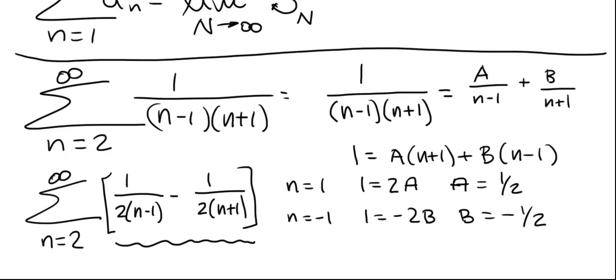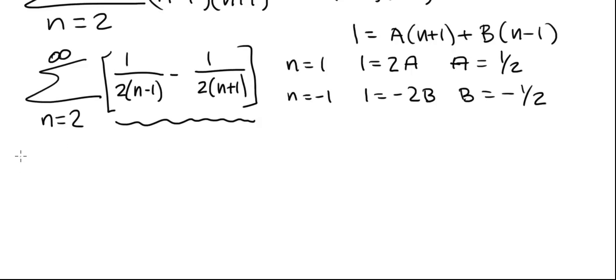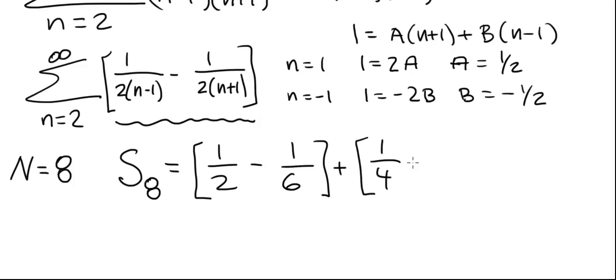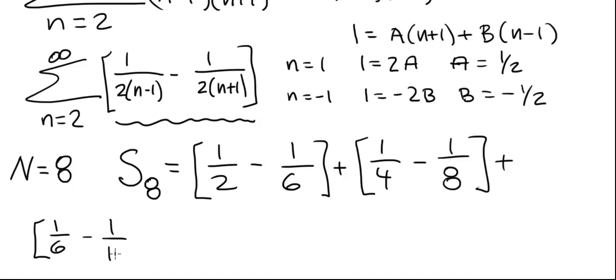Now, before we actually find the formula, let's pick a number. Let's pick big N to be 8. We want to compute S8. So S8 is computed like this. We first plug in 2, wherever we start, for n, we get 1/2 minus 1 divided by 6, plus when n is equal to 3, that's 1/4 minus 1/8. When n is 4, that's going to give us 1/6 minus 1/10. When n is 5, that's going to be 1/8 minus 1/12.